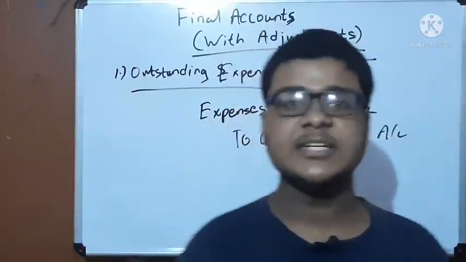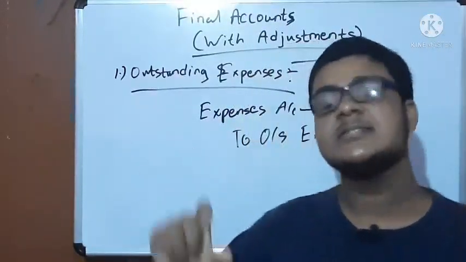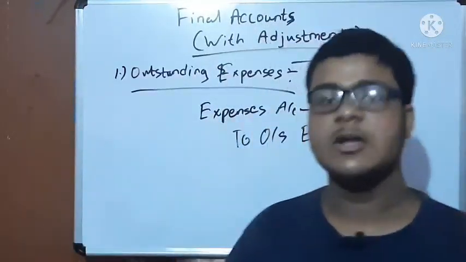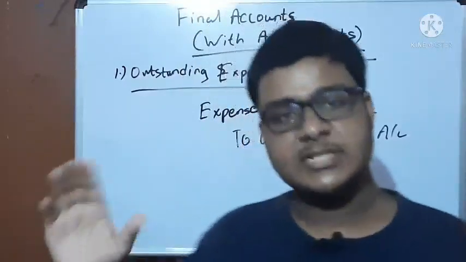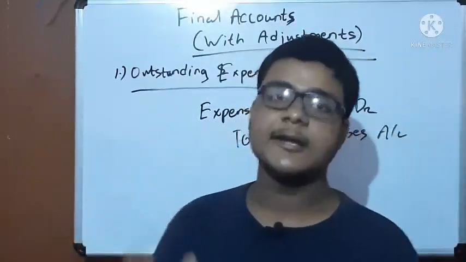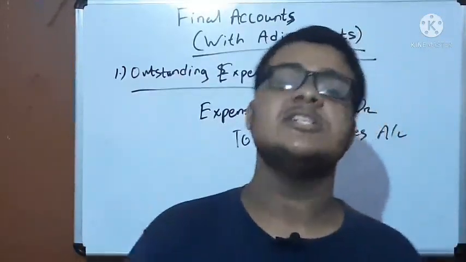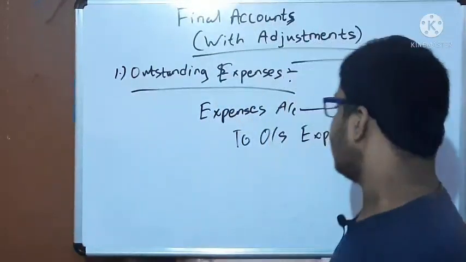That 30,000 is the current accounting period expense related to salary, and it is recorded on the debit side of the profit and loss account. Not only the 23,000 but also the 7,000 is related to the current accounting period expenses under the head salary. So it is also to be recorded.